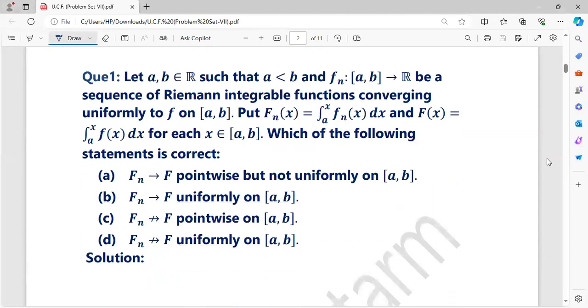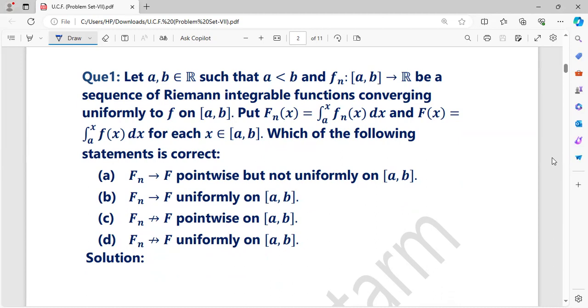A few of the questions in this problem set were already done when I delivered the lecture. Nevertheless, these questions are important and have significance for competitive exams, so we will do them again here, because this is a problem set. So what is this?